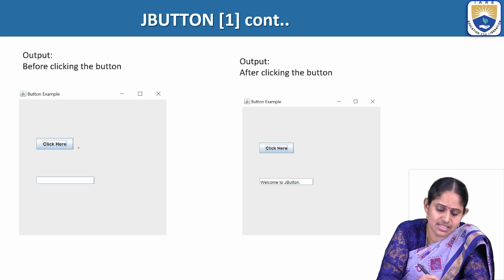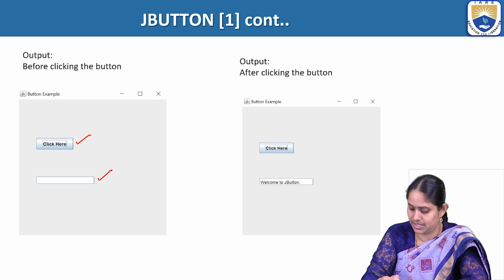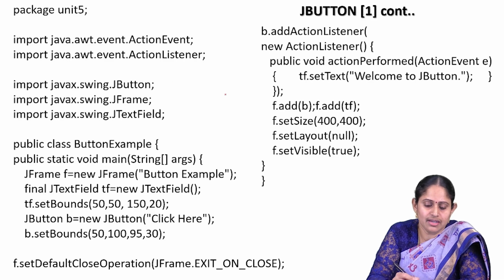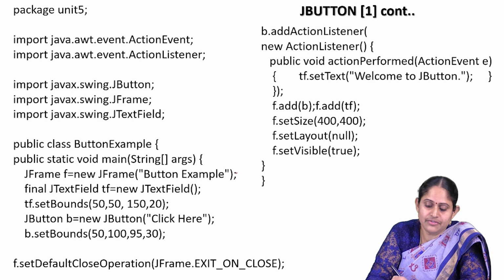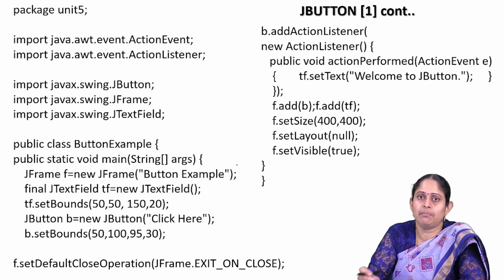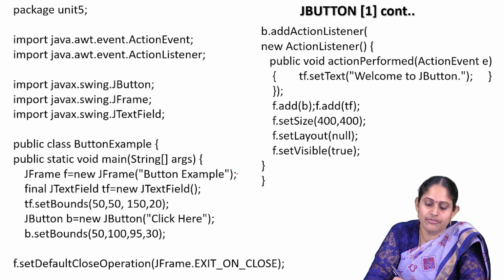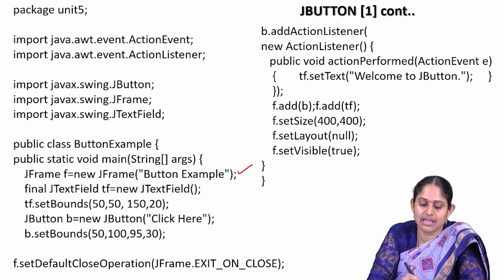So this is our button and this is the text field. First, these buttons and the text field will be placed on the frame. So first we have to create the frame. That frame is created with the title button example.